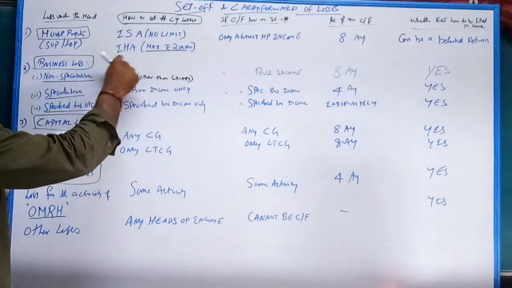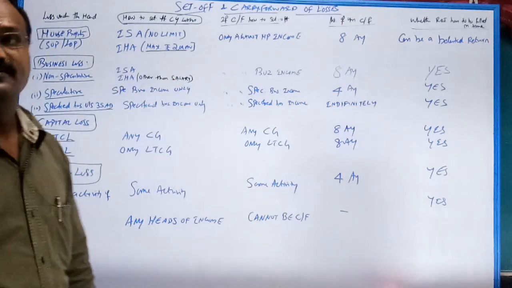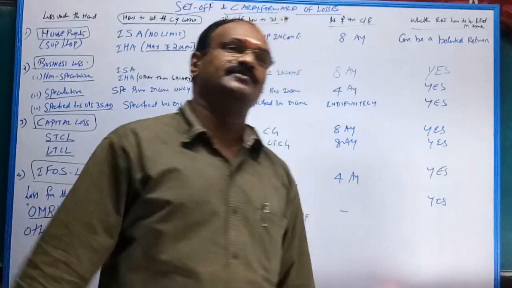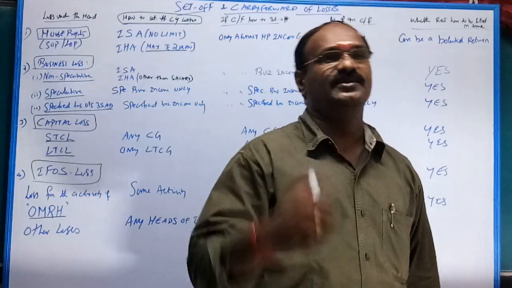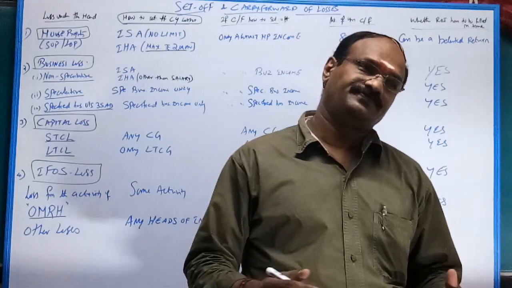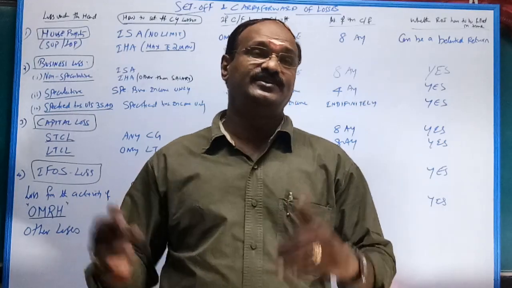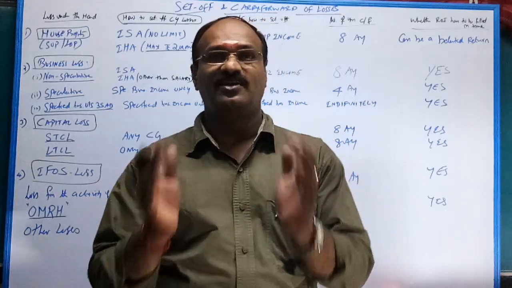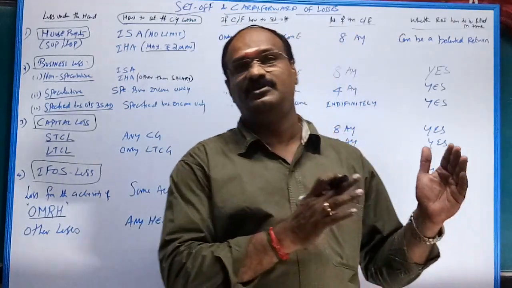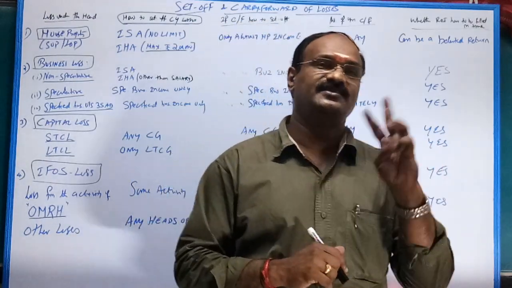See, inter-head adjustment. There is a restriction. Once you set off against inter-head, what restriction? The maximum amount of set off is rupees 2 lakhs. Any doubt? As far as inter-source adjustment, there is no limit. If you are unable to set off, or the amount is not sufficient to set off inter-source, then the balance loss can be set off against inter-head, provided the maximum limit of set off under inter-head is rupees 2 lakhs. So still 3 lakhs loss, sir.